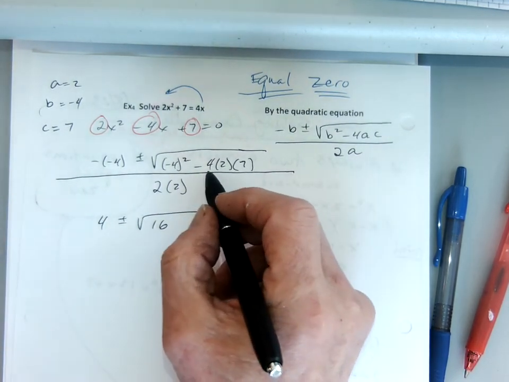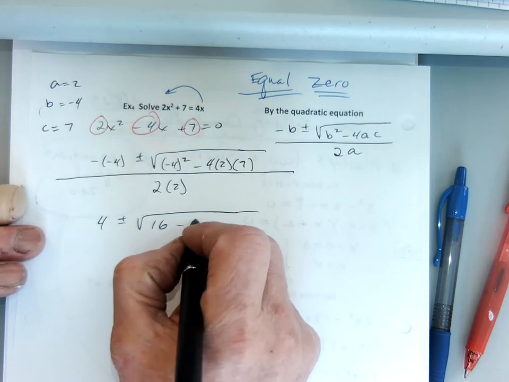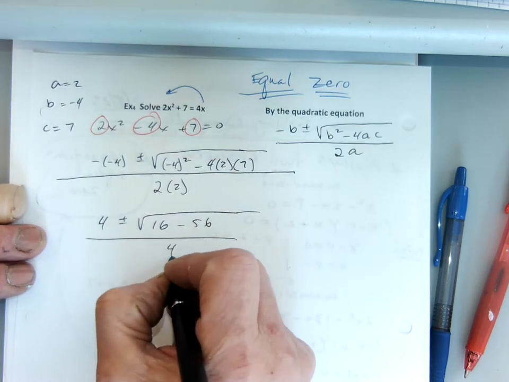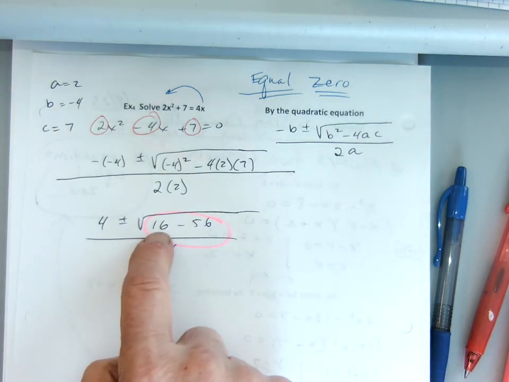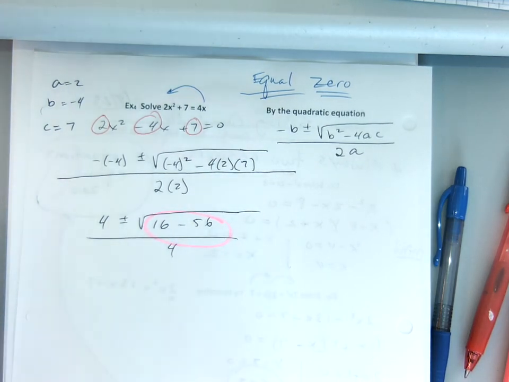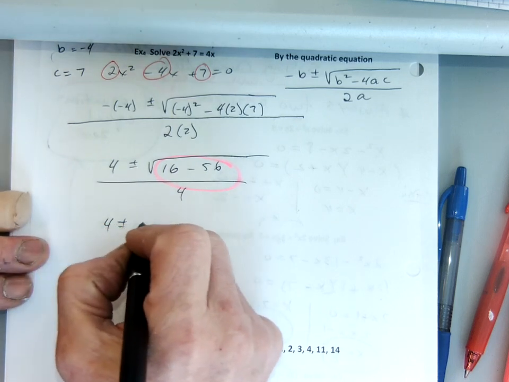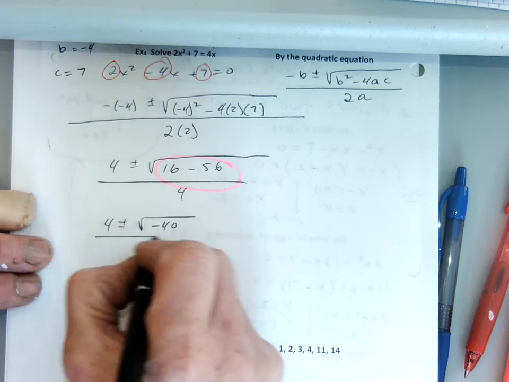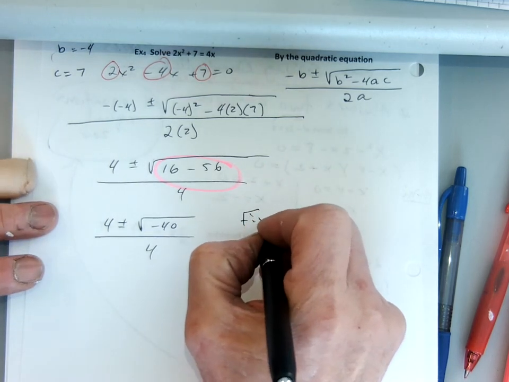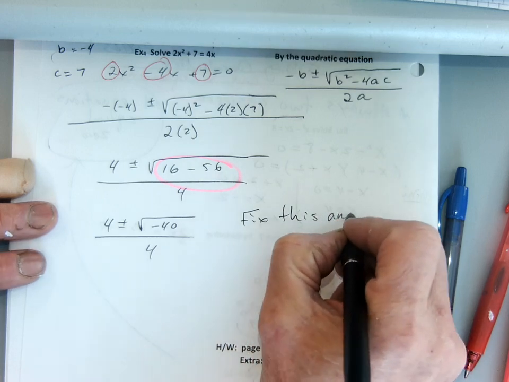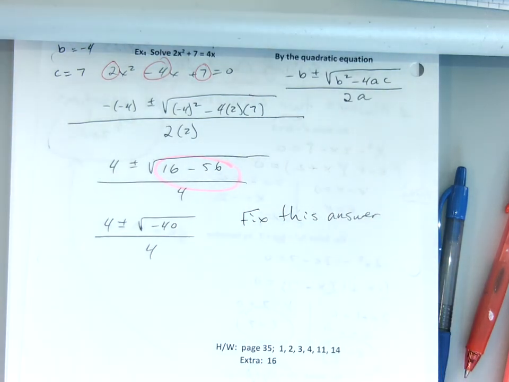It is, because I can see this is what, 56, so I know it's going to be imaginary. Right now I know it's an imaginary number, because that's going to be a negative 40. Charles, you were right. So I'm going to have 4 plus or minus the square root of negative 40 over 4. Now let's fix this answer. I know there's going to be an i in it, and I also know that I can break down the square root of 40.